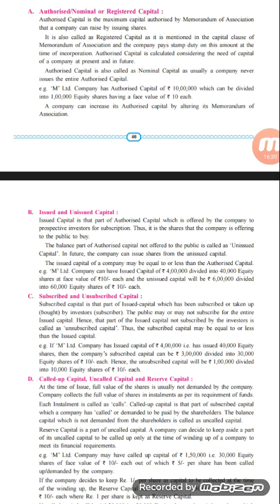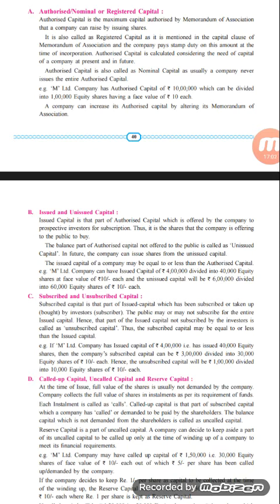Authorized capital is the maximum capital authorized by the memorandum of association that the company can raise by issuing shares. So here I have said that this is the total amount of capital which the company could raise during its lifetime, and which is also mentioned in the memorandum of association of the company. It is also known as registered capital, and it is mentioned in the capital clause of the memorandum of association of the company. You all have learned this capital clause of memorandum of association in your 11th standard.